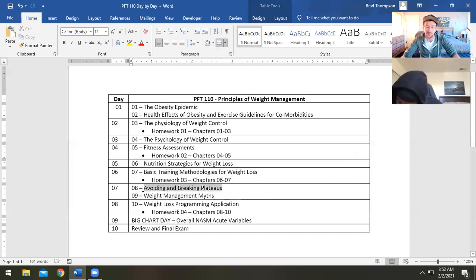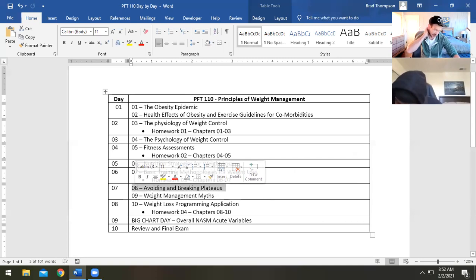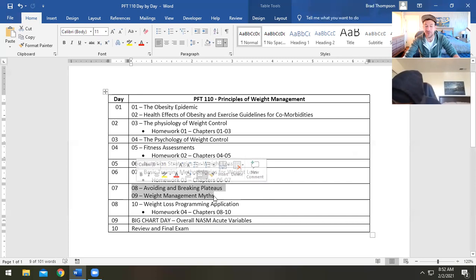We'll talk about how to avoid and break plateaus. So this is kind of a fun one because we'll actually talk about weight management myths. Both of these are actually together. Breaking plateaus and weight management. I like this day because it's like, I heard that low fat is the way to go. Is that true? No. I heard that high fat is the way to go. Is that true? No. But then at the same time, maybe yes.